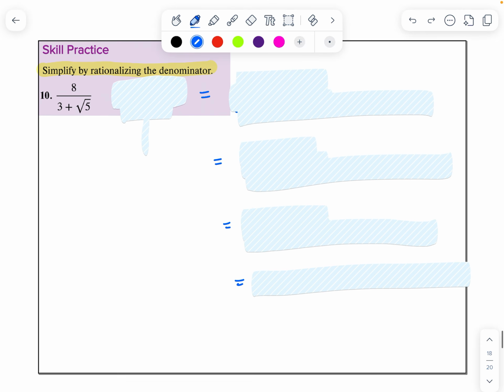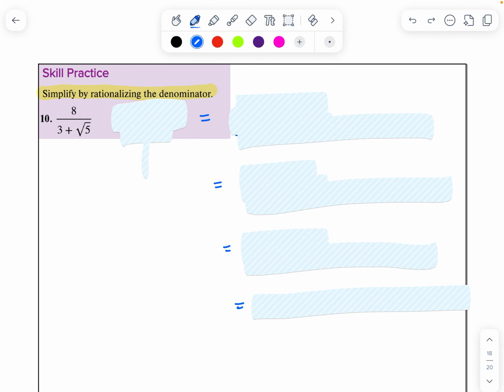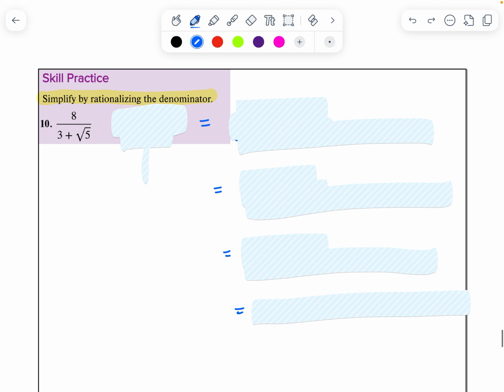All right, hardest example. Oh, I'm sorry, this is not the hardest example. There is one more difficult. This is the next hardest example. I'll give you a second. Why don't you pause the video and try it? This is what I'm going to multiply by: 3 minus square root 5.